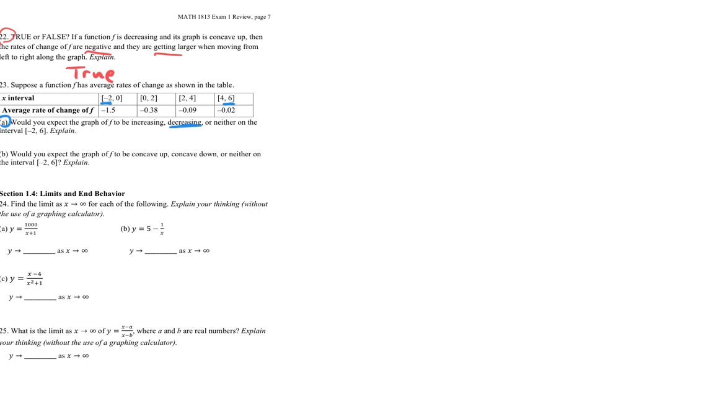And for part B, would you expect the graph of f to be concave up, concave down, or neither on the interval from -2 to 6, and explain? So this one, we would expect it to be concave up, because if we look, we start with our average rate of change being -1.5, and we end with it being -0.02. So what's happening is our average rate of change is increasing, or you might say it's becoming less negative, but either way, it's increasing. So if your average rate of change is increasing, that means you are concave up.